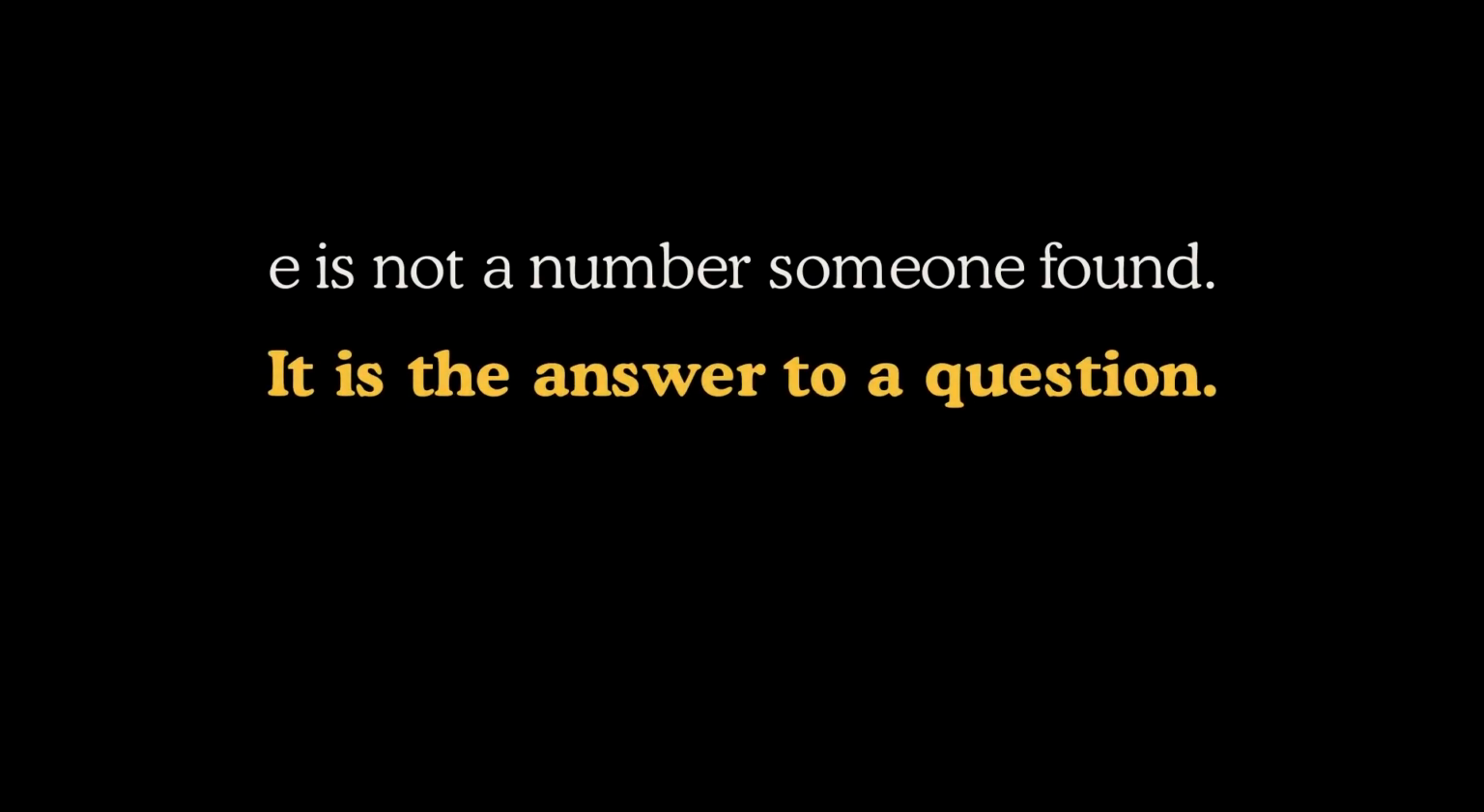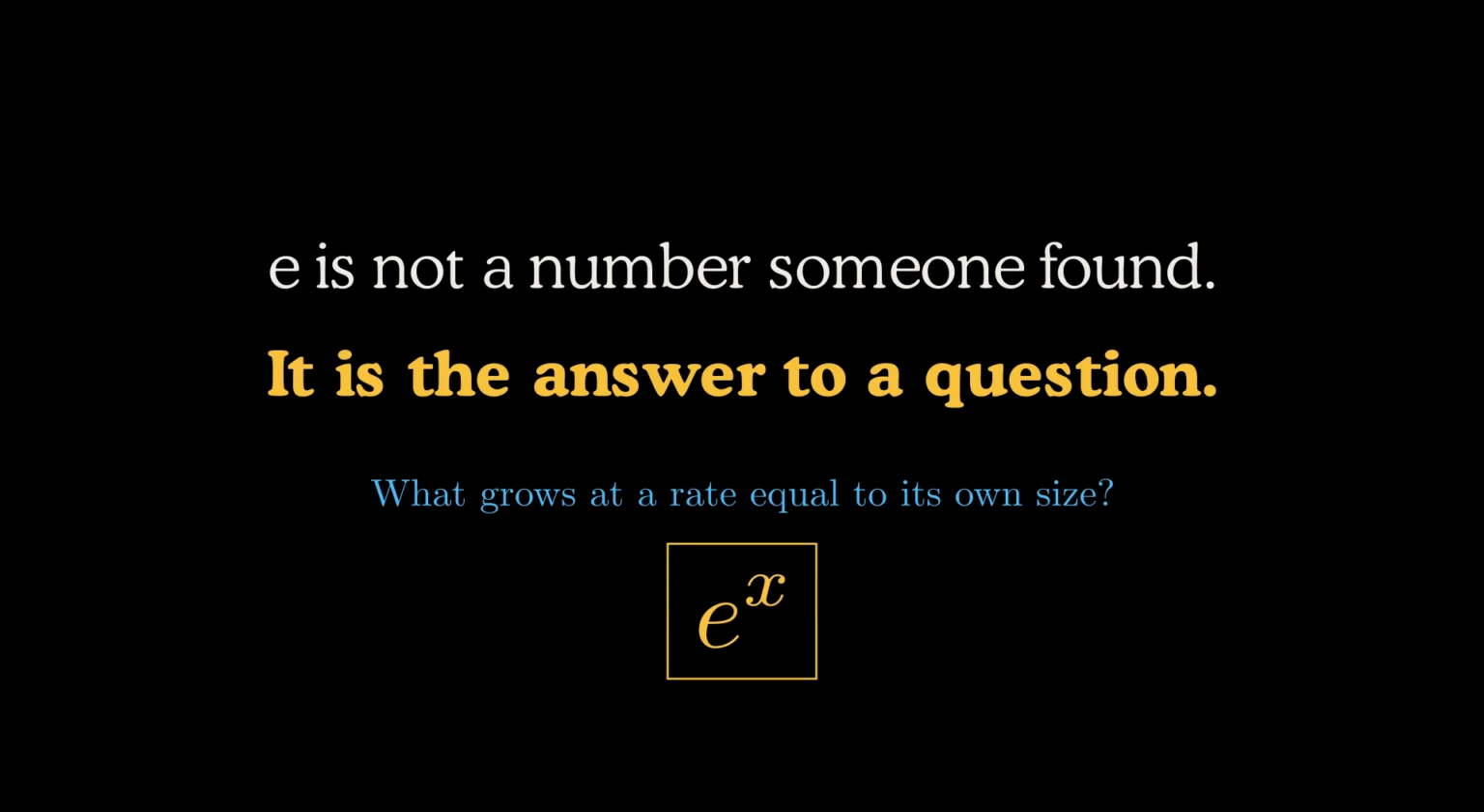So Euler's number isn't just a number that someone stumbled across and then noticed was everywhere. It's the answer to a question. What function grows at a rate equal to its own size? That question has exactly one answer, and the number at the heart of that answer is e. The reason it shows up in compound interest, population growth, radioactive decay, and everything else mentioned before is because all of those are asking, in different words, the same underlying question.